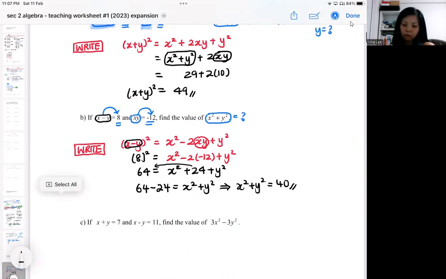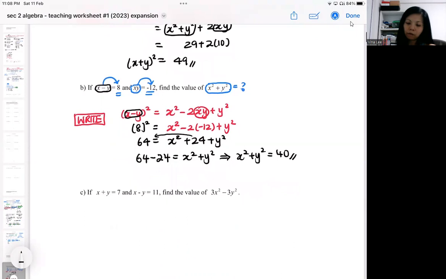The last one here, not the last one. This one I'm suspecting formula 3.